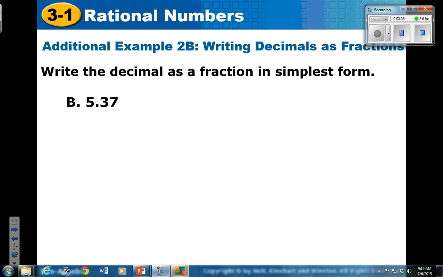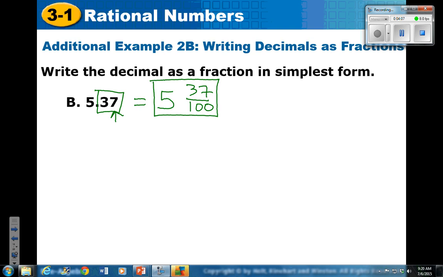Okay, again, we're going to change the decimal into a fraction in simplest form. The whole number part's going to be the same, so just write it as a whole number. And then read the decimal portion correctly. That says 37. Name the last place value, which is hundredths. So it's 5 and 37 hundredths. 37 and 100 share no common factors, so we cannot simplify that fraction. It's already simplified.